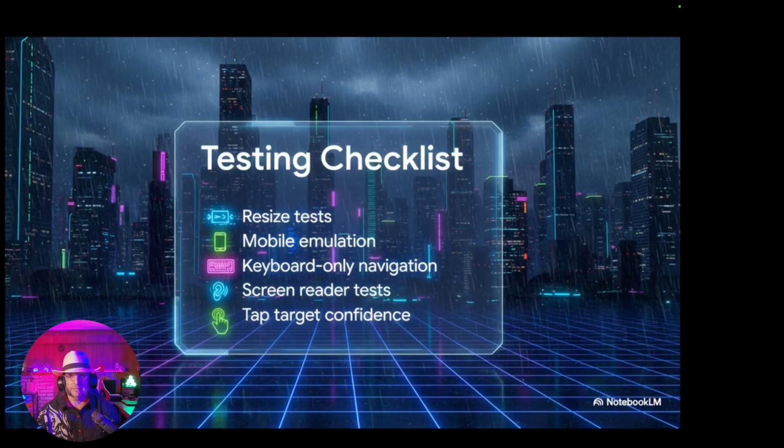And finally, for the love of all that is holy, you have to test it. Run through your resize tests. Check it on mobile emulators. Try to navigate using only your keyboard. Fire up a screen reader and see what happens. Make sure your tap targets are big and easy to hit. Remember, a responsive nav should feel like a calm AI co-pilot, not some glitching hologram from a bad sci-fi movie.